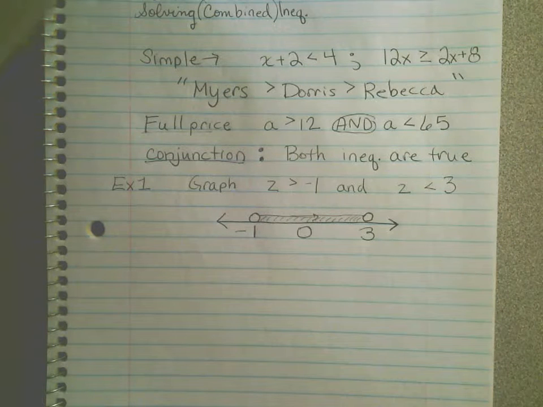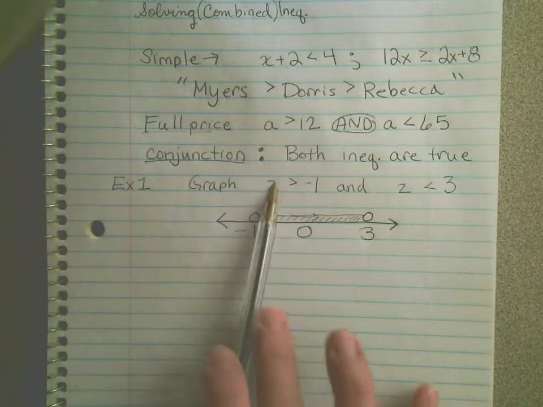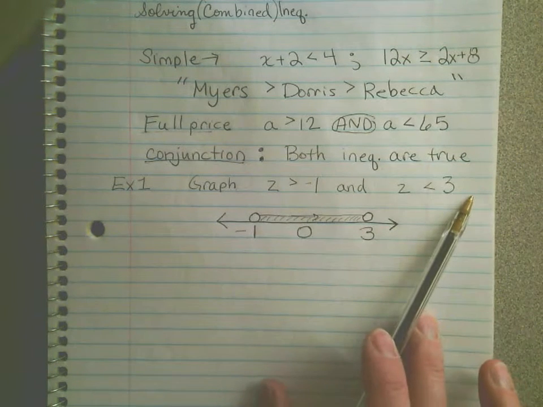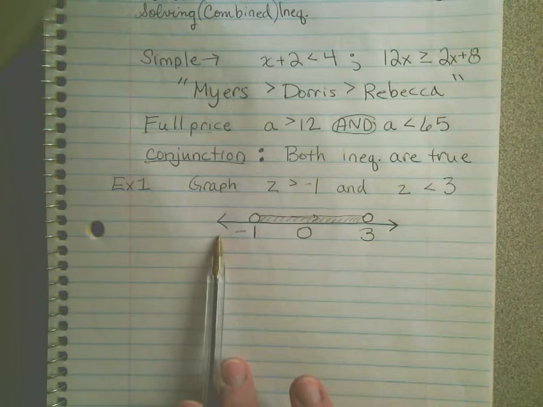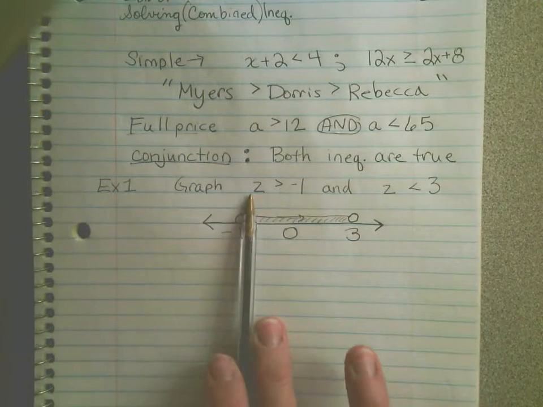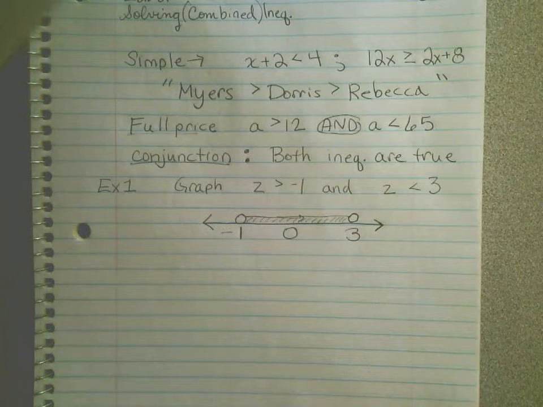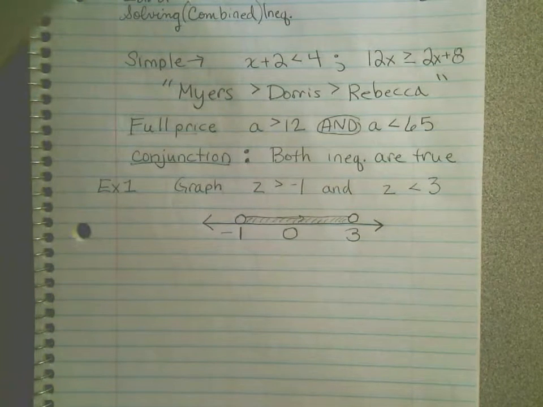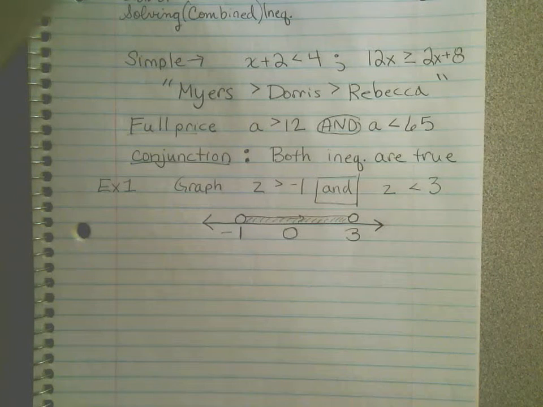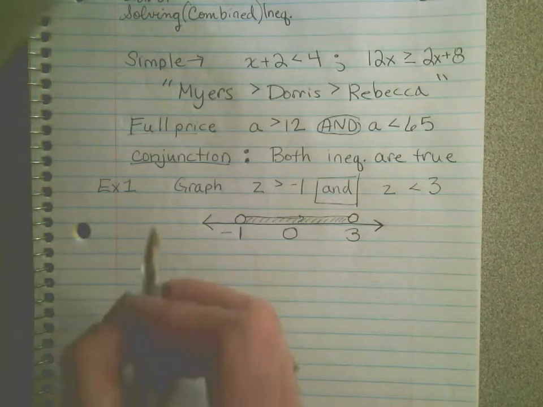Is 0 greater than negative 1? Is 0 less than 3? Awesome. Is negative 2 less than 3? Yes, but it is not greater than negative 1. So you see, you could have satisfied one, but you need to satisfy both when it says and. When it says and, you need to satisfy both. That's a conjunction.